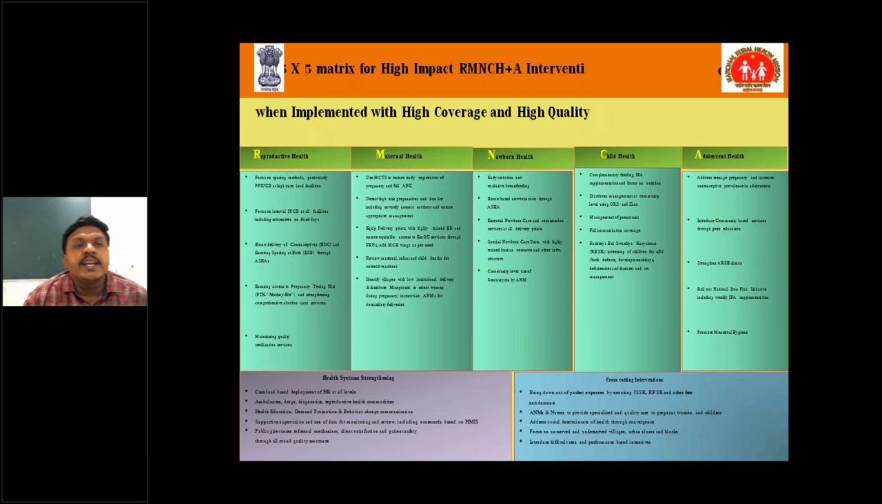Then ESB, that is ensuring spacing of births. Don't worry, all these tables are in your PARK textbook only. Please go through all these things, then you will be able to understand. Then what are the things to be taken care of in maternal health? Use of MCTS to ensure early registration of pregnancies, that is Maternal and Child Tracking System, through scorecard and MCH card.